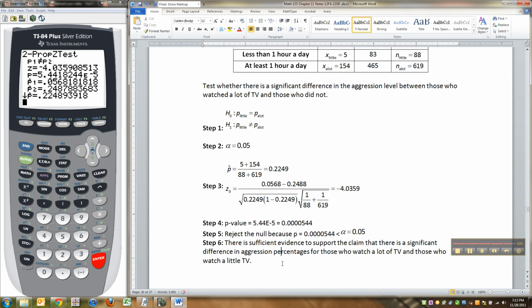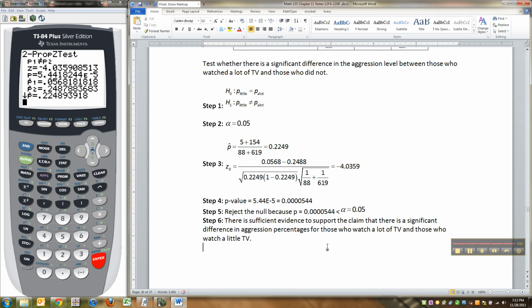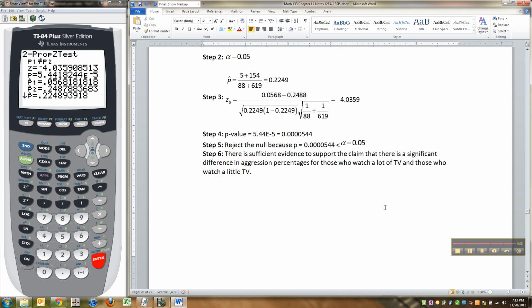Because we rejected the null hypothesis, that means we're coming up with something that's statistically significant, i.e. there is sufficient evidence to support the claim that there is a significant difference in aggression percentages for those who watched a lot of TV and those who watched a little. All right, we're done with our hypothesis test. I'm betting an interval will be next.